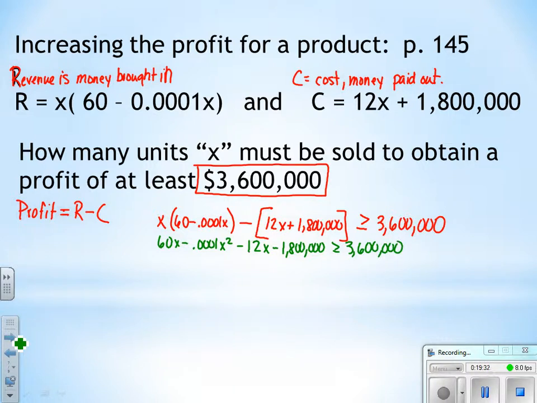And now we're going to bring everything together. I'm going to put my x squared term out front. I'm going to put my 60x and my negative 12x together, so I have now a 48x. I'm also going to bring my 3,600,000 over. Joining that with my 1,800,000, I'm now at a negative 5,400,000. And that leaves me my 0 on the right.